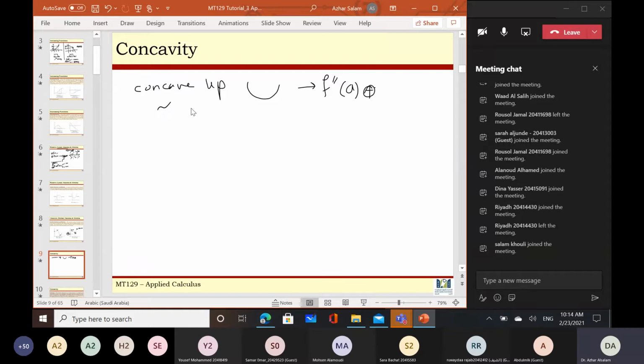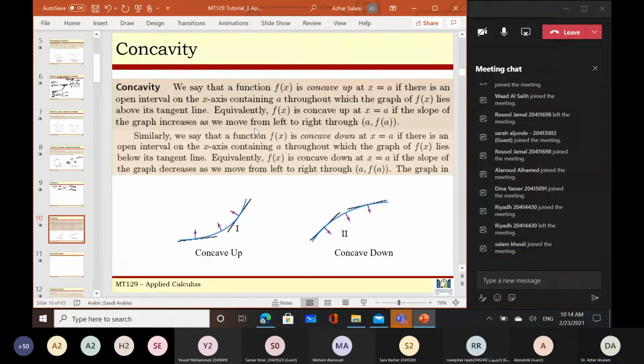And it will be concave down like this if the second derivative at this point is negative. It will be a concave down. Also, we said that the tangent, when it's concave up, the tangent lies under the graph. When it's concave down, the tangent lies above the graph of the function.